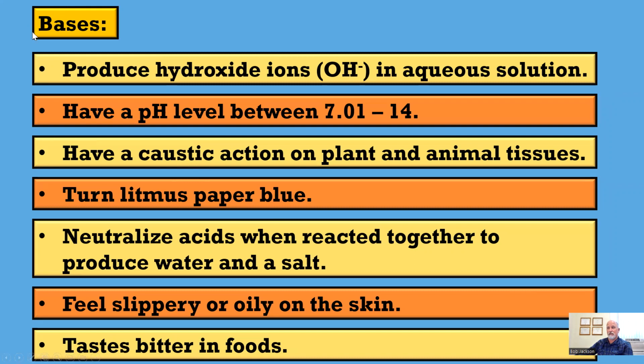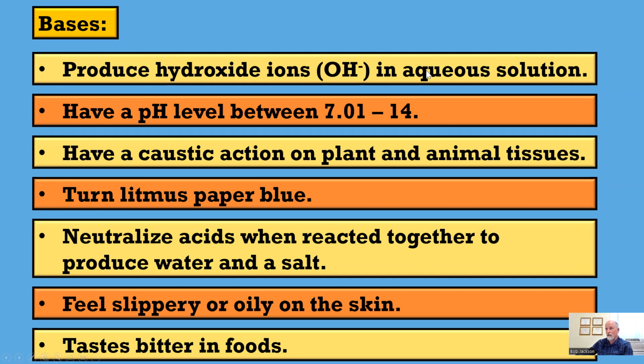Okay, bases, contrary to acids, produce hydroxide ions in solution. And what you can realize and know is when we react acids and bases together, they always form water. Acids are hydrogen, bases are OH. HOH is H2O. Okay, that's the reason. They neutralize each other. They'll form that H2O, HOH. So bases produce hydroxide ions in aqueous solution.